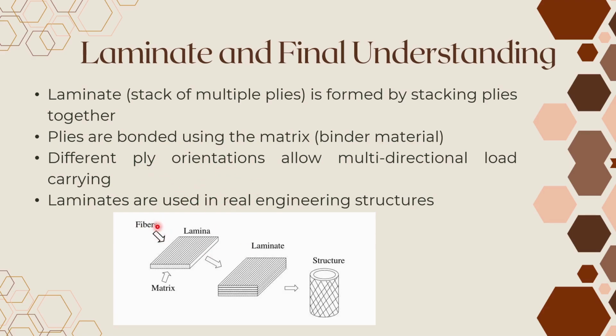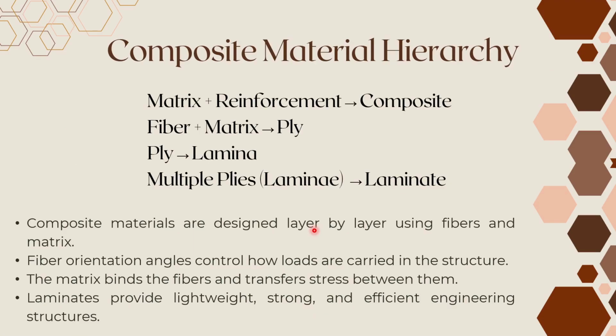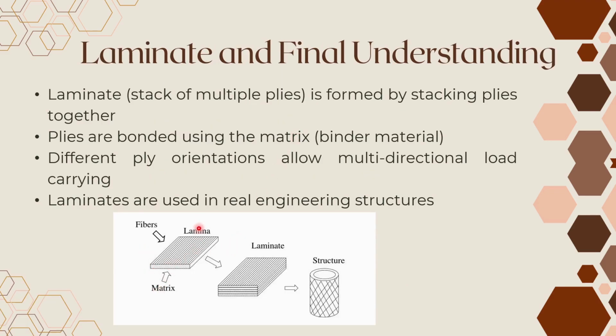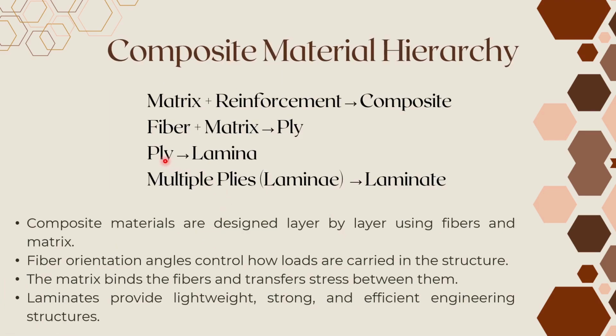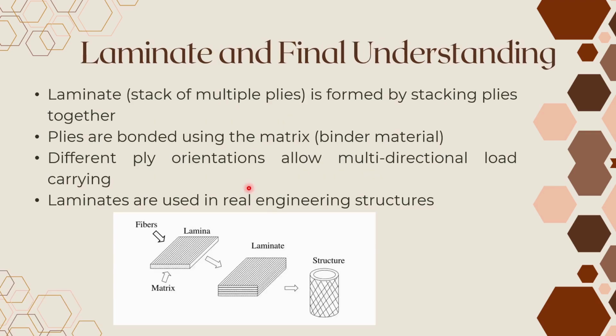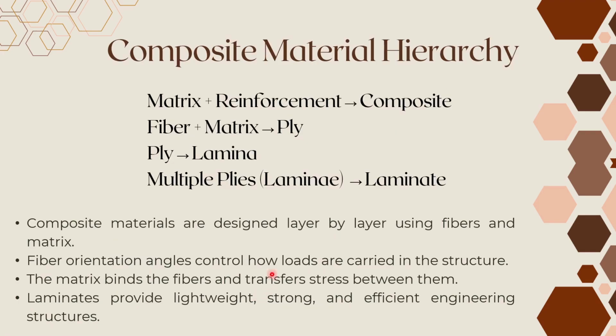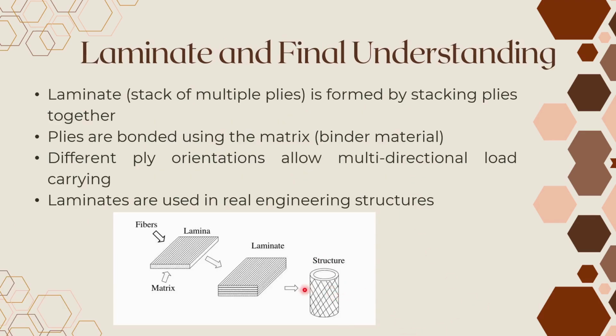So this is the final hierarchy, we can say. Fiber plus matrix is a ply, also called a lamina. Multiple plies are called a laminate. And together we will be forming a structure. This laminate is manufactured to form a structure like this.